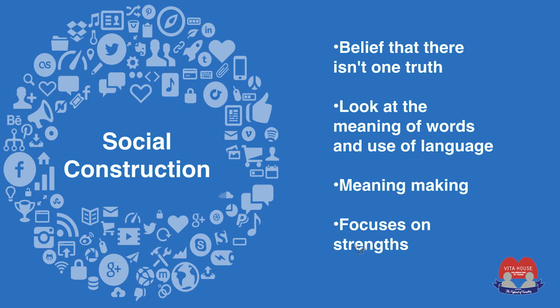Another idea that guides us is the use of social construction. So it's basically just the belief that there's no one truth. We all have situations in our lives and events that happen, and how we think about them is based on how we experience them. So you and I could experience the same situation, but we'd look at it a different way based on our feelings. Social construction also looks at the meaning of words and the use of language. Language is actually very important, and it can really change the significance or the meaning of a situation.